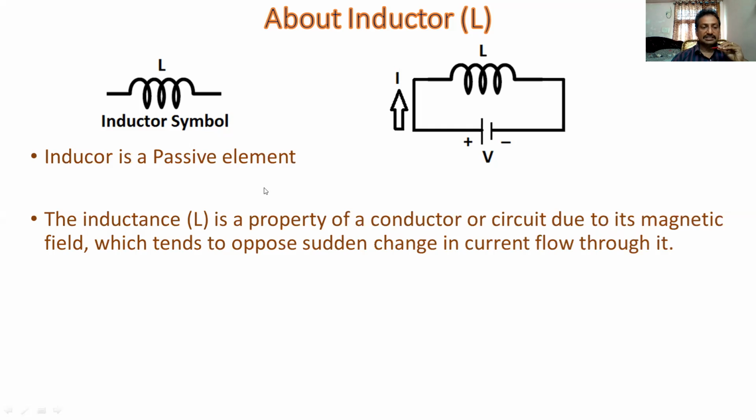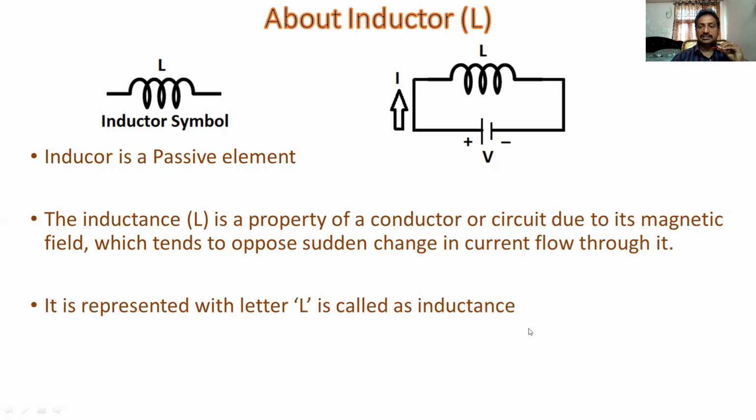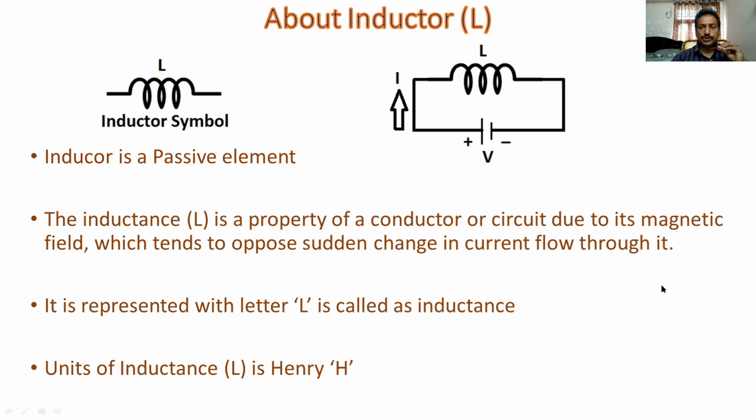I will explain this in the further continuation. So remember the basic property of the inductor: due to the magnetic field developed in this inductor, it opposes sudden change in current flow through it. That is the first basic property. It is represented with the letter L, called inductance. The unit of inductance is Henrys. The second property is that it stores energy. So there are two properties of the inductor: it does not allow sudden change in current, and it stores energy within the inductor in the form of magnetic lines of force or magnetic flux.